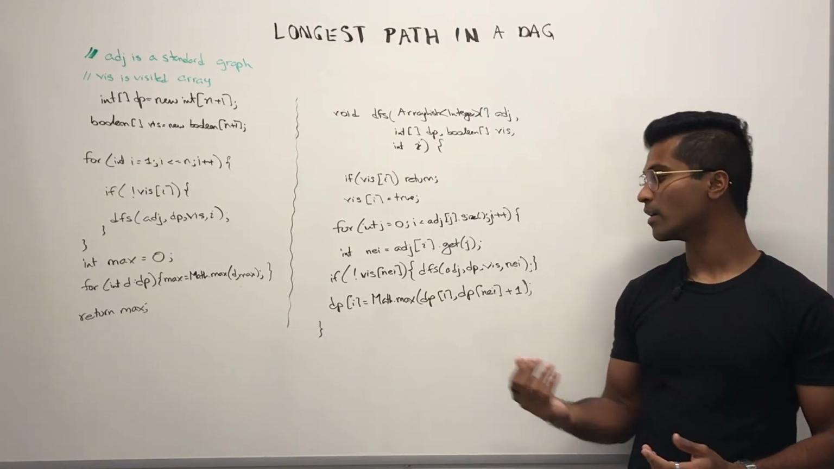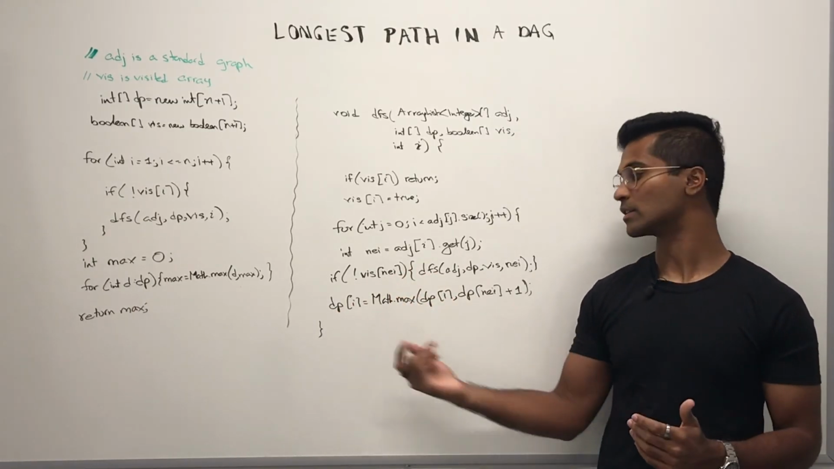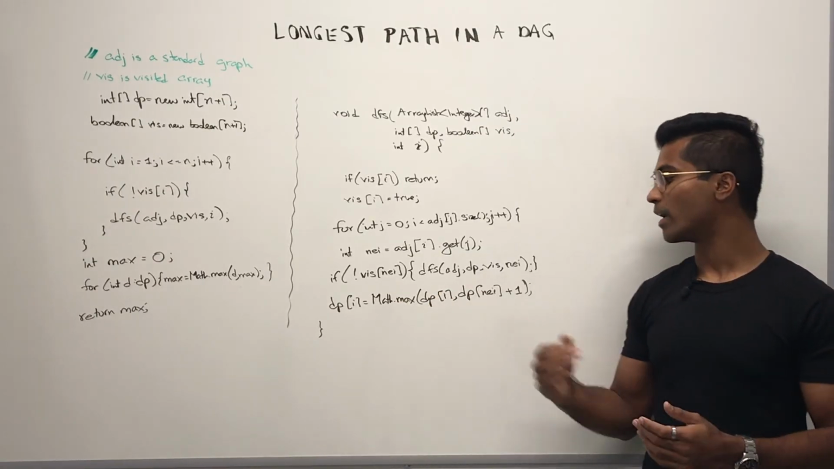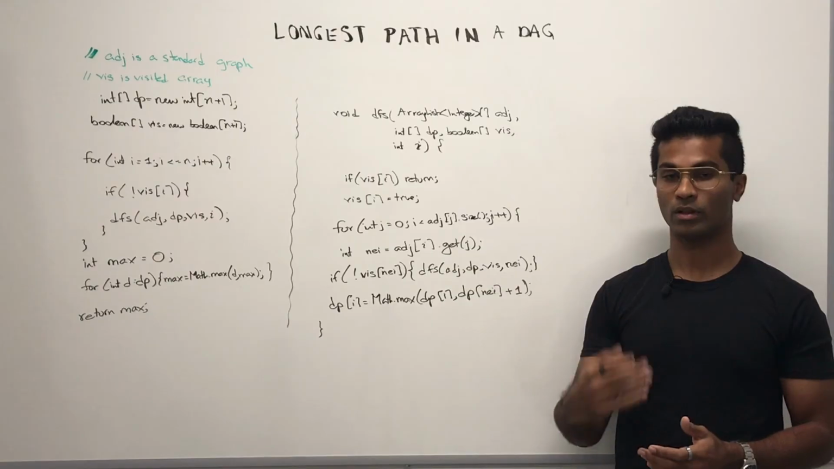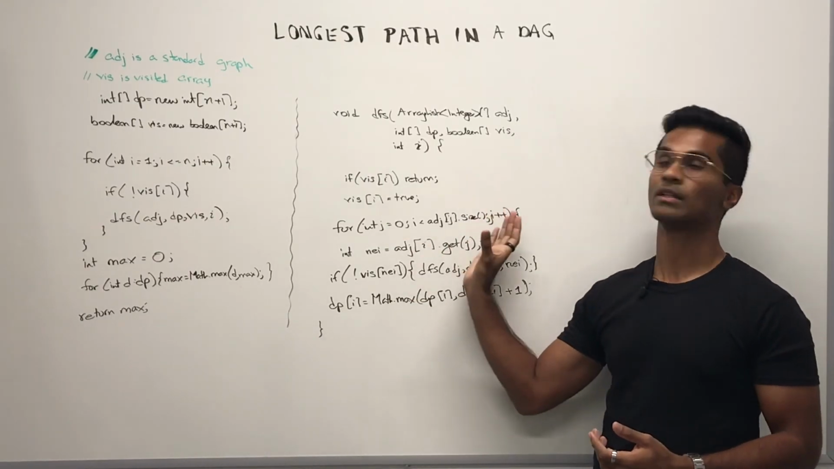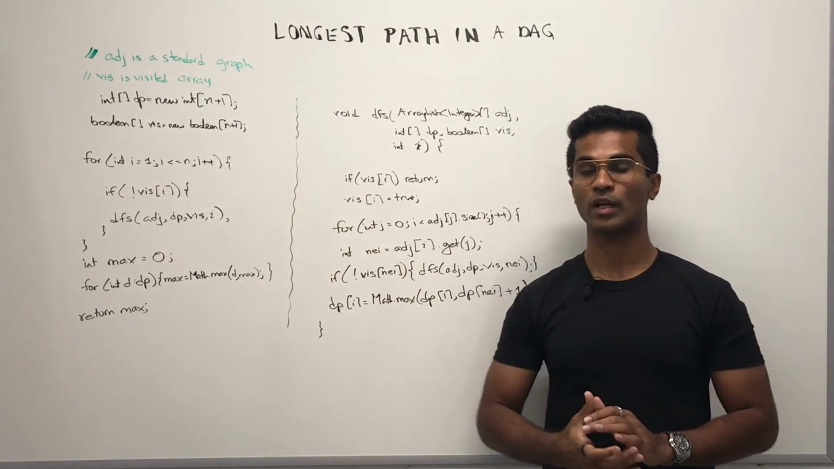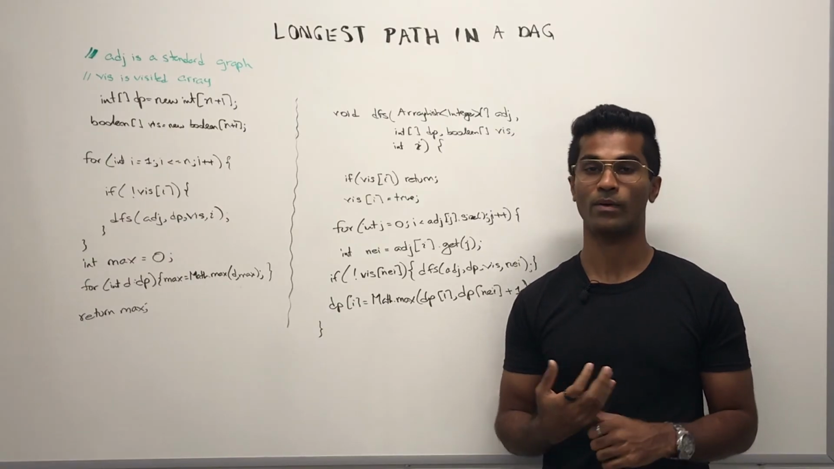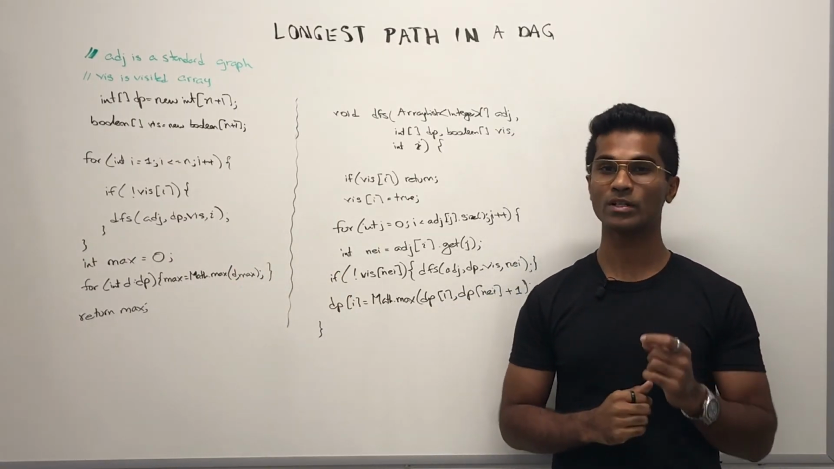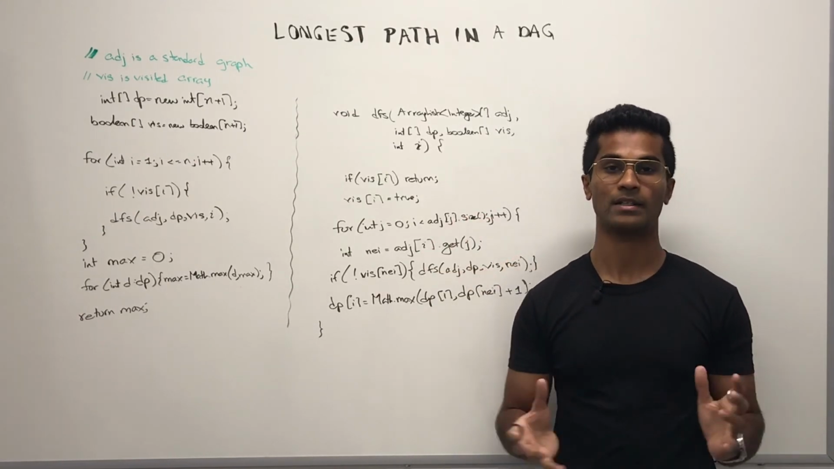So once we've done our if check, all we have to do is set dp of I to be math.max of dp of I, what was already there, and dp of neighbor plus 1. So all we're going to do is just check the neighbors, and then this DFS call is going to return. Once we've gone through all the nodes and checked if they've been visited or we ran a DFS on them, we can take our dp array and see which value is the longest, and that's going to be the longest path in our entire DAG.